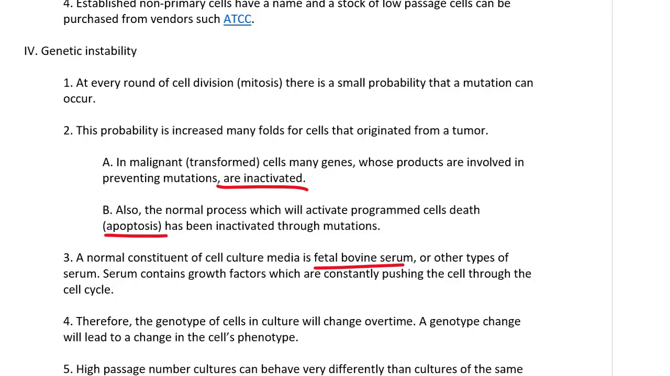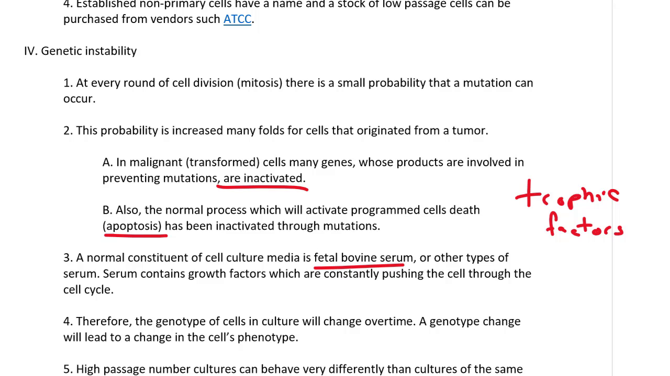So when you bring the cells from that in vivo environment to the in vitro environment, you have to provide those same factors, growth factors, what we call trophic factors, which is not written here. Trophic factors give signals to the cell just to stay alive. In the absence of trophic factors, the cells will go through programmed cell death.